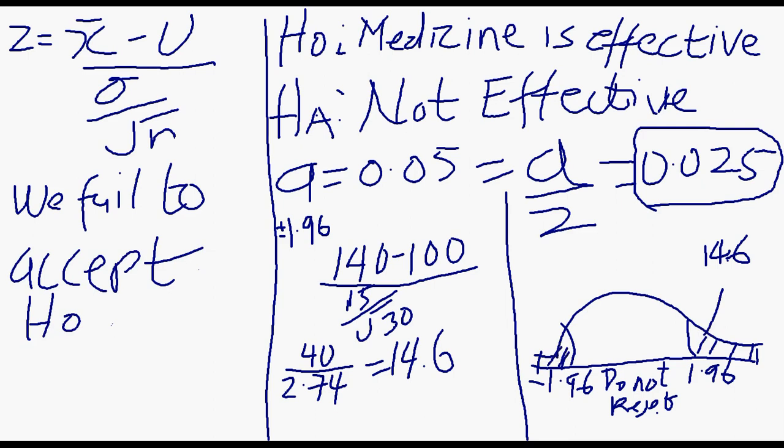So please, do we understand? Explain the alpha. Why did you have to divide the alpha into two? Because you are solving for two-tailed.